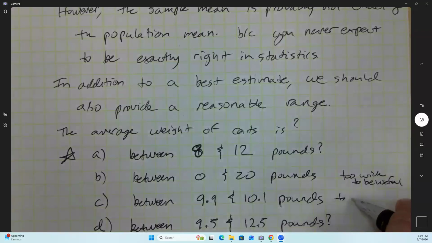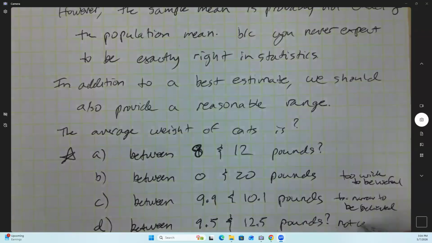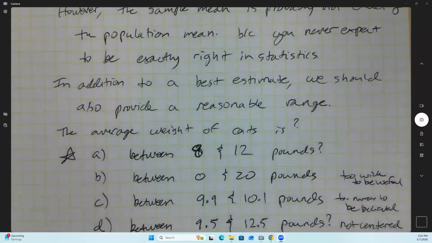And this is too narrow to be believed. I don't think I was that accurate with my data. I know this handwriting is super small. And this one's not centered. So it doesn't really make a lot of sense not to center, at least for the mean.